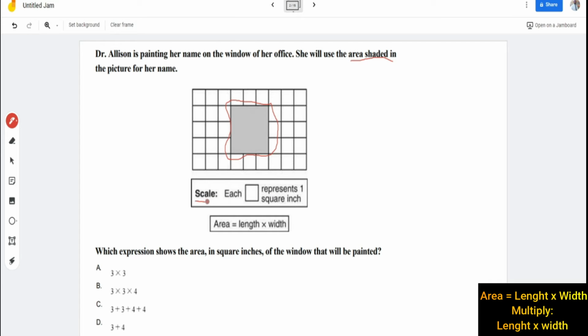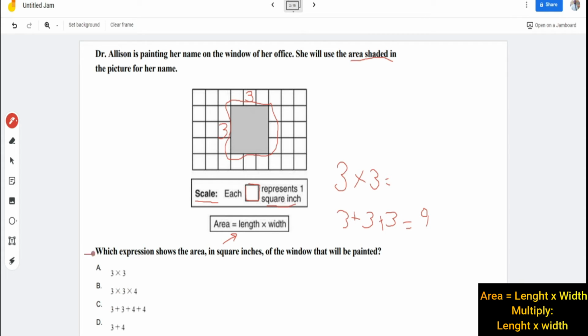And then we have a scale here. Each square represents 1 square inch. So if we count here 1, 2, 3, we have 3 on this side. 1, 2, 3. This has 3 on this side as well. And then we go back to our formula that says area is equal to length multiplied by the width. We multiply 3 times 3. This is the same as adding 3 three times. 3 plus 3 is 6, plus 3 is equal to 9. So 3 times 3 is equal to 9.